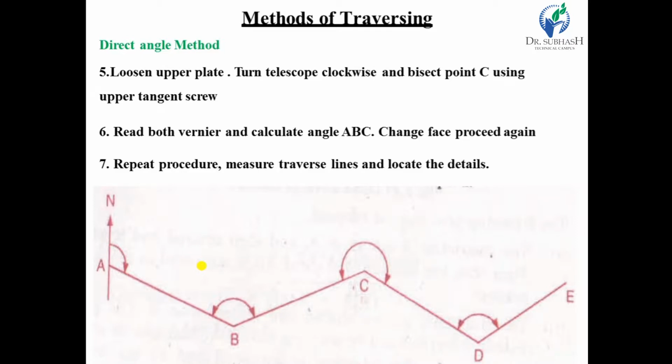Read both the verniers and calculate angle ABC. Change the face, and proceed again. Repeat the procedure, measure the traverse line and locate the details.